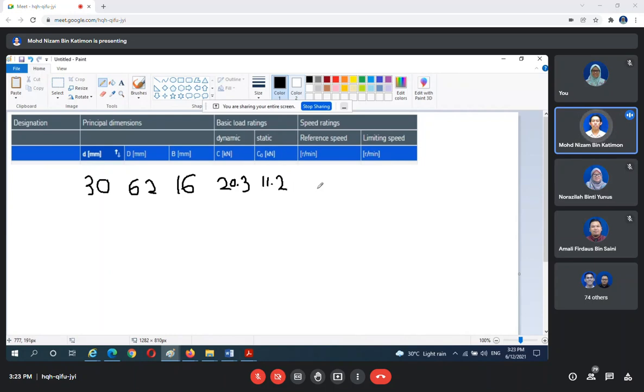And then there are some other values. The important thing is the diameter. What is the diameter, and also what is the value of this one? There will definitely be a code. Basically, normally there will be a code.